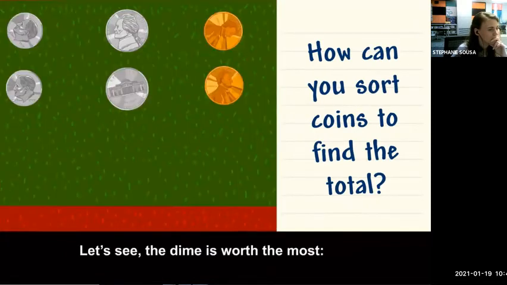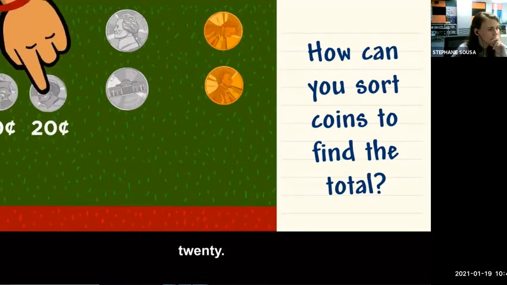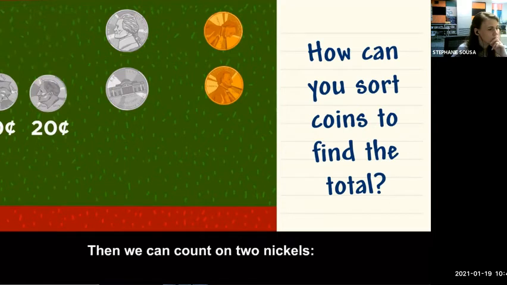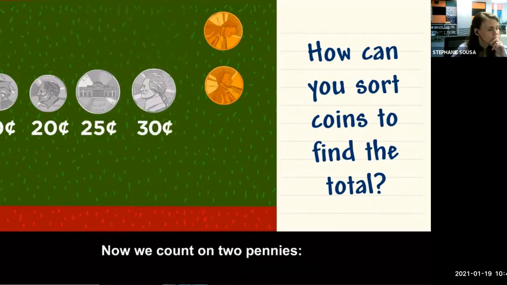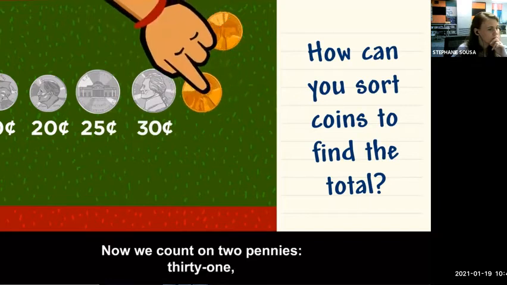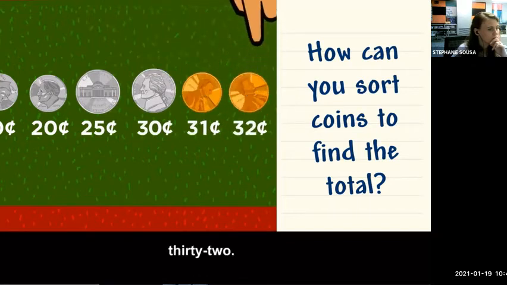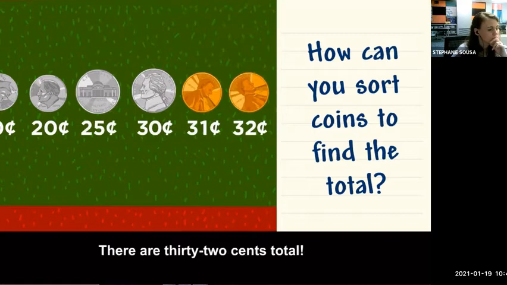Let's see. The dime is worth the most, 10, 20. Then we count on 2 nickels, 25, 30. Now we count on 2 pennies, 31, 32. There are 32 cents total.